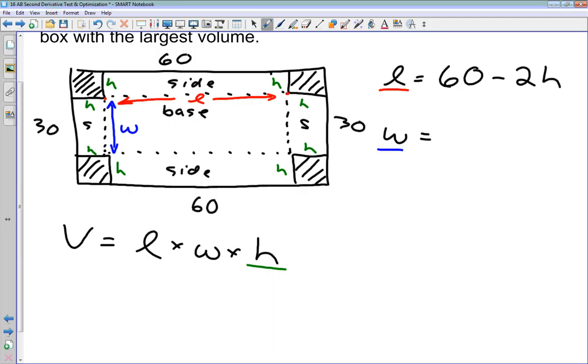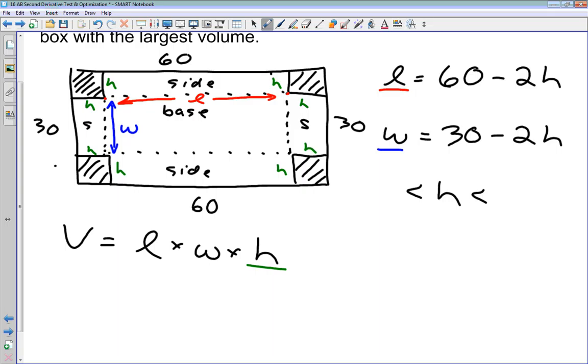Similarly, the width of our box we get from taking the overall width of our starting sheet and taking h off from one side and h off from the other side. So that's going to be 30 minus 2h. And there are our expressions for length and width in terms of our height. Now, are there any restrictions that we can place on this variable that we're working with, h?